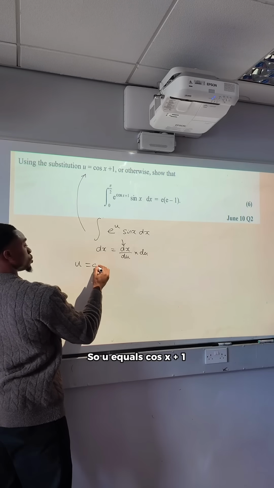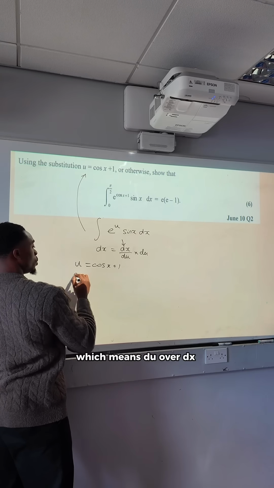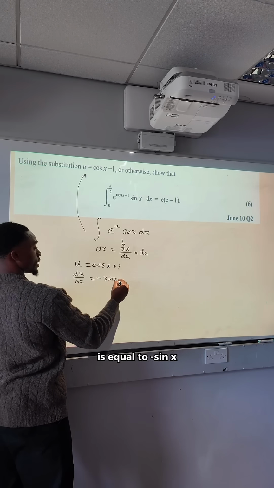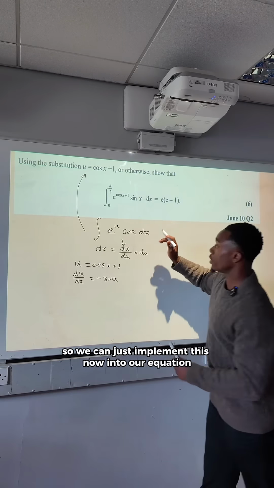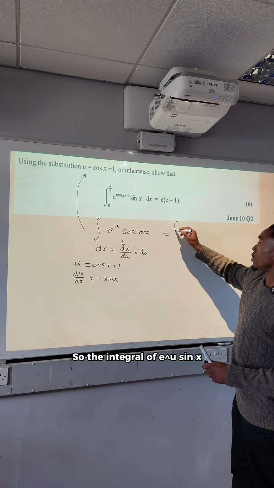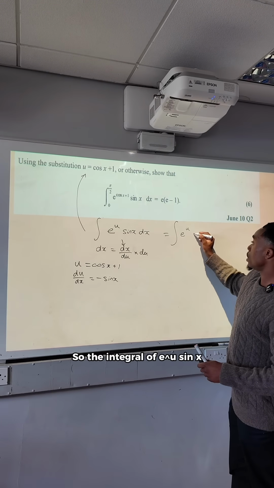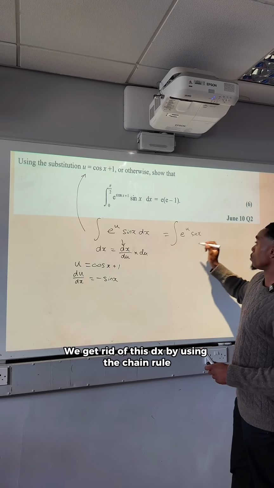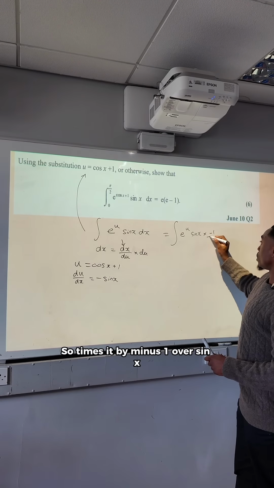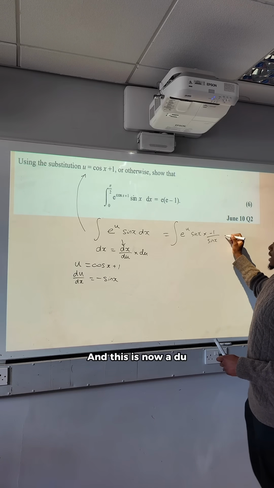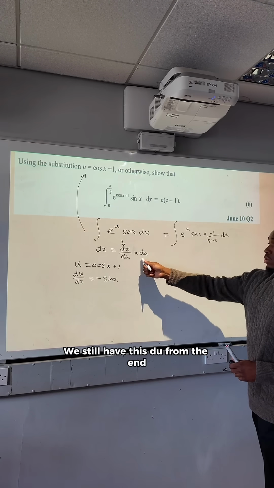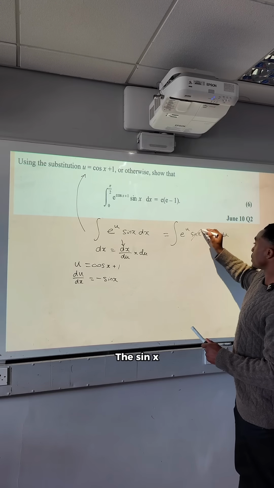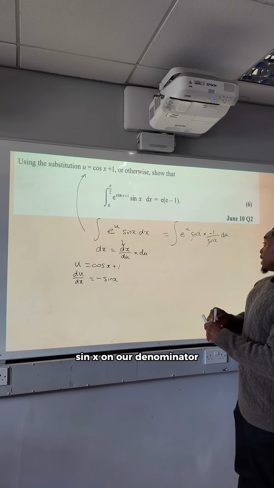So u equals cos x plus 1, which means du over dx is equal to minus sine x. We can implement this now into our equation. The integral of e^u sine x, we get rid of this dx by using the chain rule, so times it by minus 1 over sine x, and this is now a du. We still have this du from the end. Now we can see what cancels out. The sine x cancels out with the sine x on our denominator.